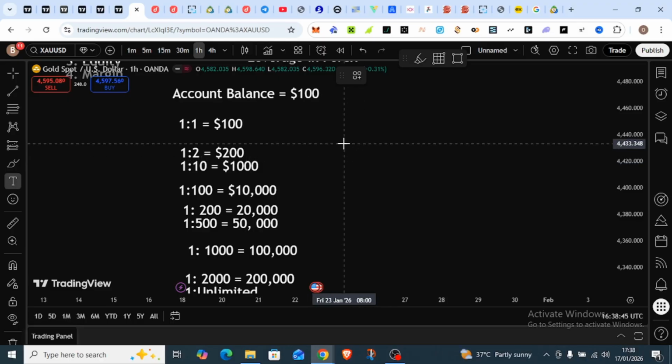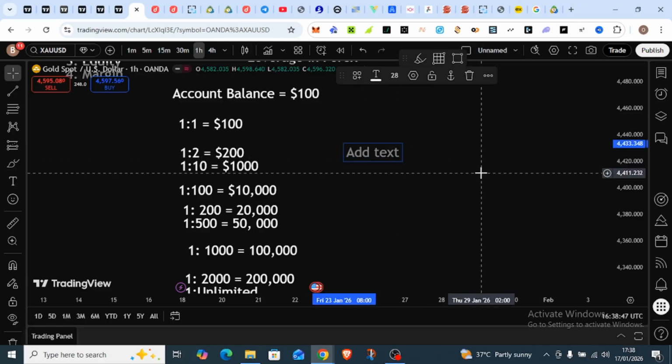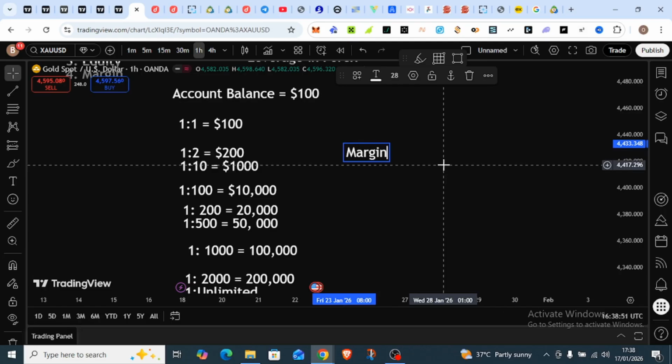Another important factor when you are using leverage is margin. This margin is the minimum amount required to open a position. So how do we get the margin? Margin is simply trade size over leverage.